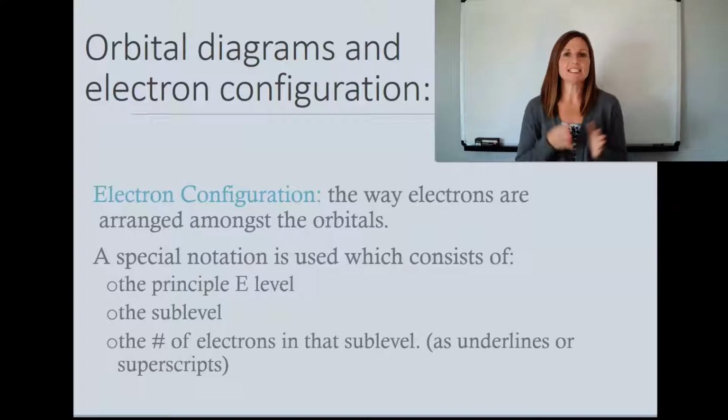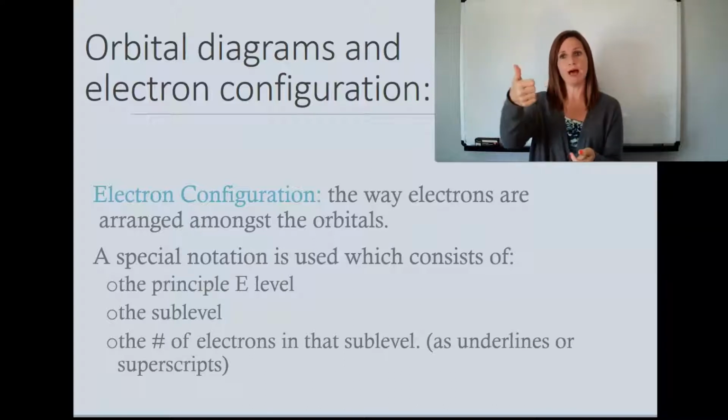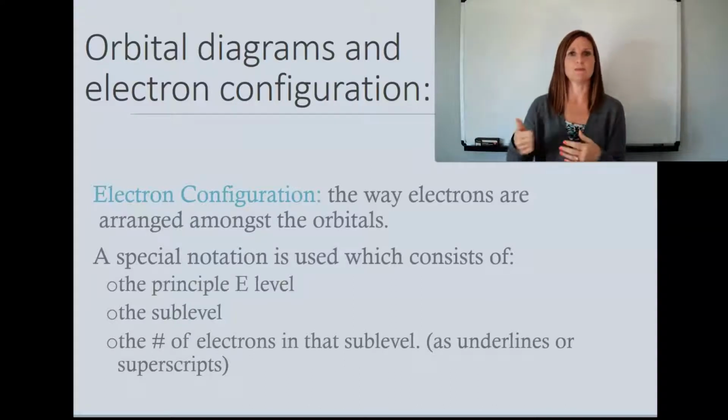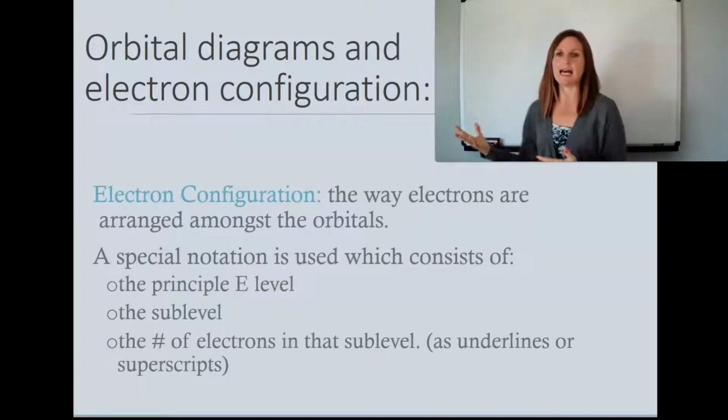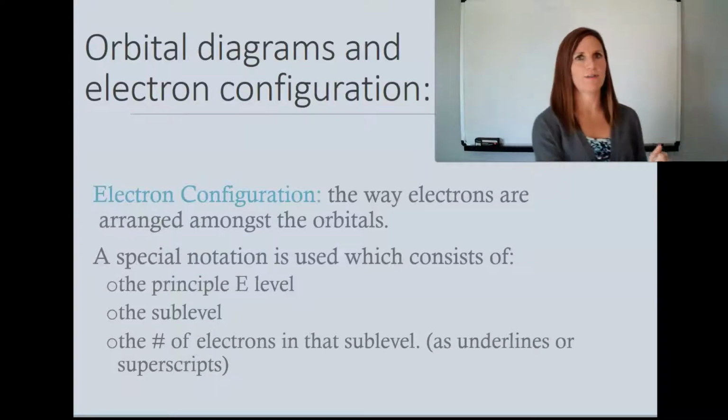The configuration is the way the electrons are arranged in the atom. And there's a special notation that tells us the principal energy level, so whether it's 1, 2, 3, 4, 5, as we move away from the nucleus. The sublevel: is it in the S, the P, or the D orbital? And finally, the direction that that electron is moving. Is it spin up, remember spin north, or spin south, spin up or spin down? So we're going to be looking at how to represent that for atoms on the periodic table.